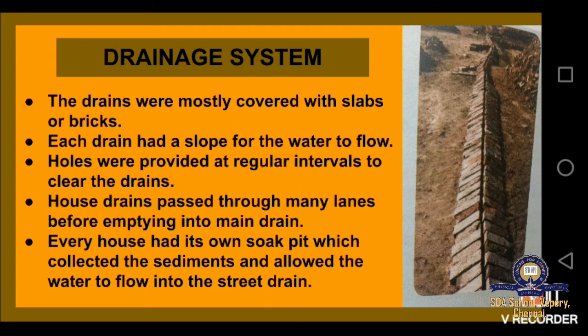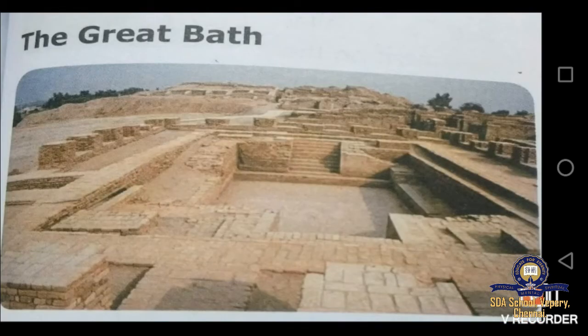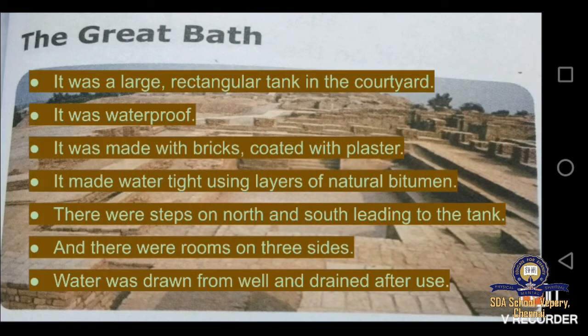So first we saw the unique features of the streets and the houses, and now we saw the drainage system. Next is the Great Bath. Looks like a swimming pool, right? Yes. So let's see what the Great Bath is. It is a large rectangular tank in the courtyard. So every house had a courtyard, right? And every courtyard had a tank too for the people to bathe.